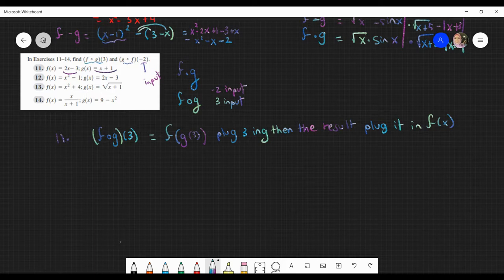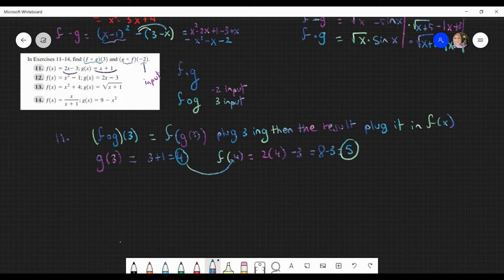So I'm going to take 3 and plug it in g. So g of 3 is 3 plus 1, which is 4. Now this result, I'm going to take it and plug it in f of x. So f of 4 would be 2 times 4 minus 3, which is 8 minus 3, and it's a 5.